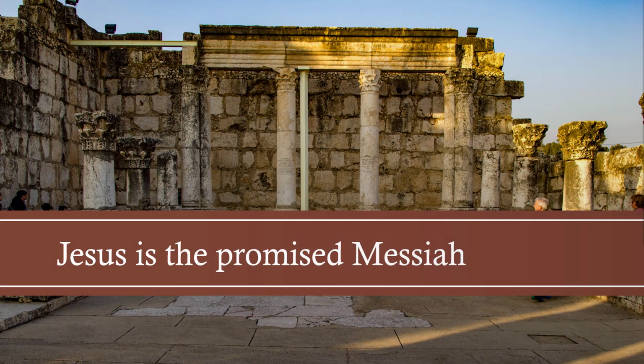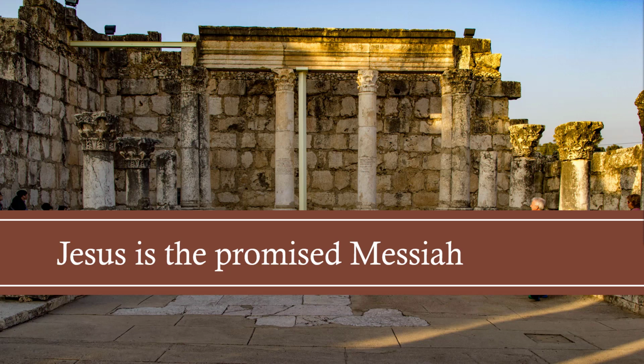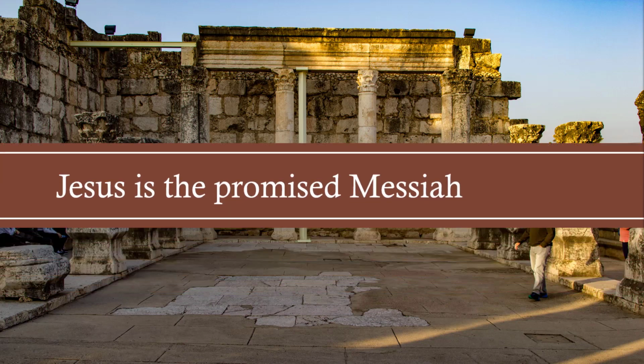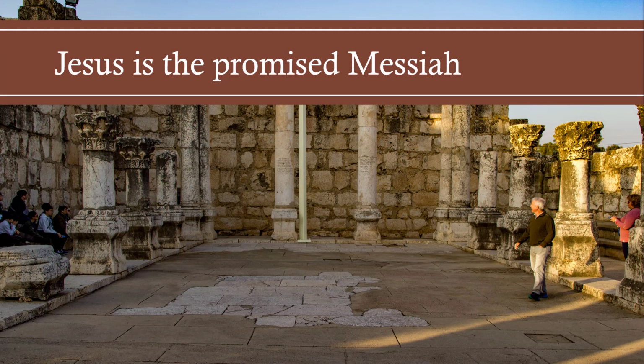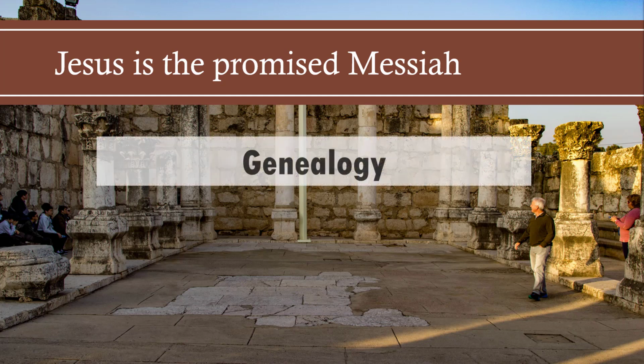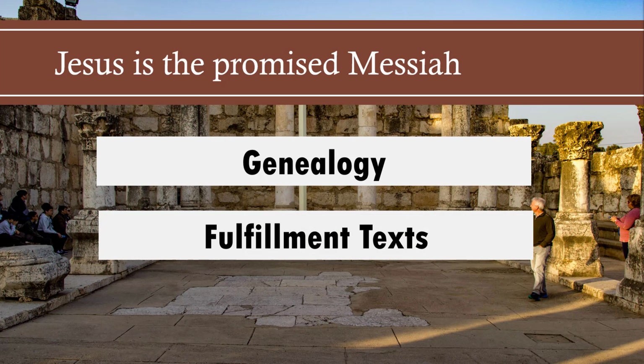Okay, you can go back to Matthew 1 if you have your Bible open. So what Matthew's going to have to do, he's about to tell this story. He's telling the story of Jesus. What he needs to tell his audience is, is Jesus the promised Messiah? Is he the one? Is he the Messiah of Israel? So he does it using two techniques or two things in the text. The first one is the genealogy. We'll do that tonight. And the other one are the fulfillment texts, the things I sent you.